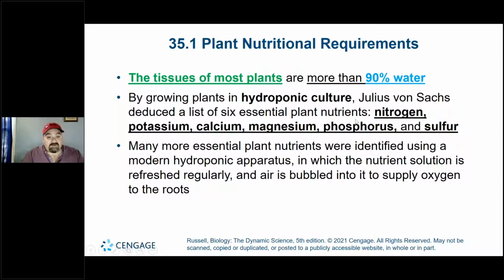So you'll see here these nutrients present: nitrogen, potassium, calcium, magnesium, phosphorus, and sulfur. These were deduced, and let's just show you how he figured this out. The nutrient solution is refreshed regularly. Air is bubbled into the supply to provide oxygen to the roots.